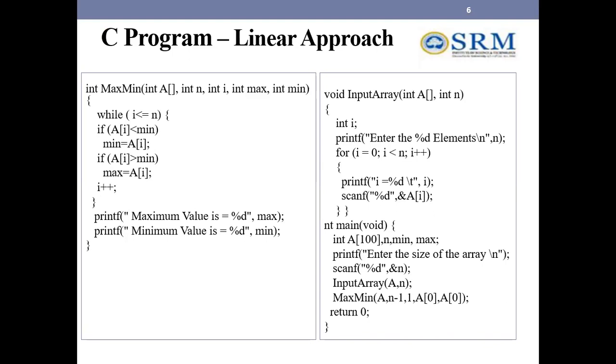So normally index starts from 0. The 0th place is the first element. A of 1 is the second element in the array. So like that we have to compare. So then after getting input from the user, it will call the max and min function. So max and min function, it compares: if A of I is less than min, min equal to A of I. If A of I is greater than max, max equal to A of I. So that is the code.